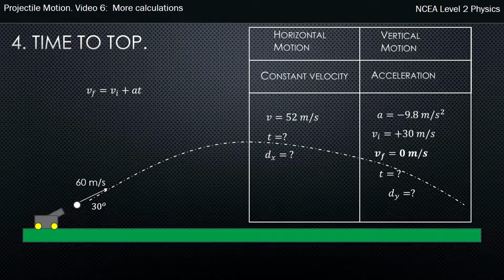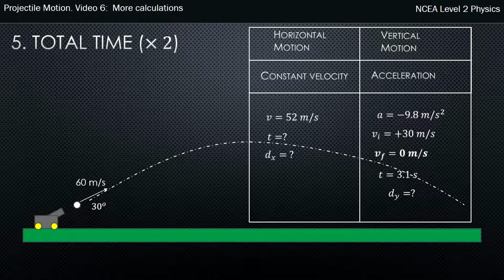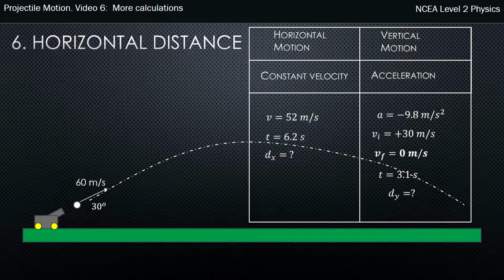To find my time to the top, put my numbers in. Initial was 30 plus negative 9.8 t. I'd subtract 30 onto the other side and then divide by negative 9.8. I've got 2 negatives now. They cancel out. I get time equals positive 3.1. So that's the time to the top. The total time is going to be double that, so the total time is going to be 6.2. So now I've got the full time it's in the air for.